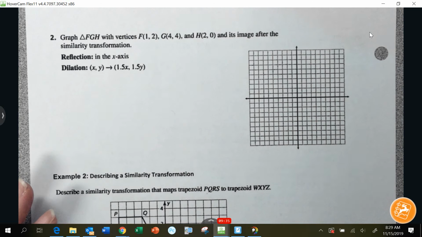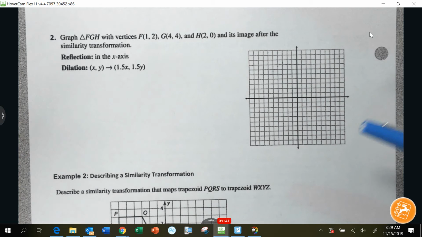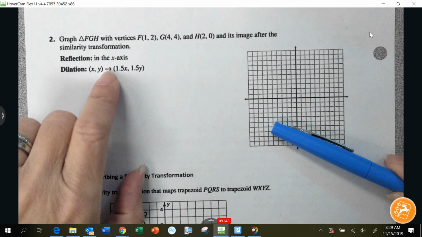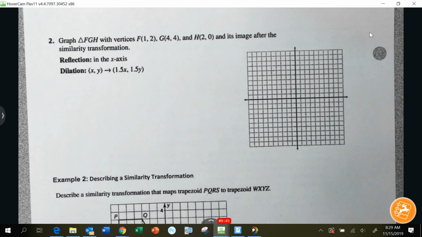All right, we're good. We don't need to do another one. Do we need to do another one? No, let's do one more because this one has a reflection. The other two didn't have a reflection. Let's just do this last one. All right.